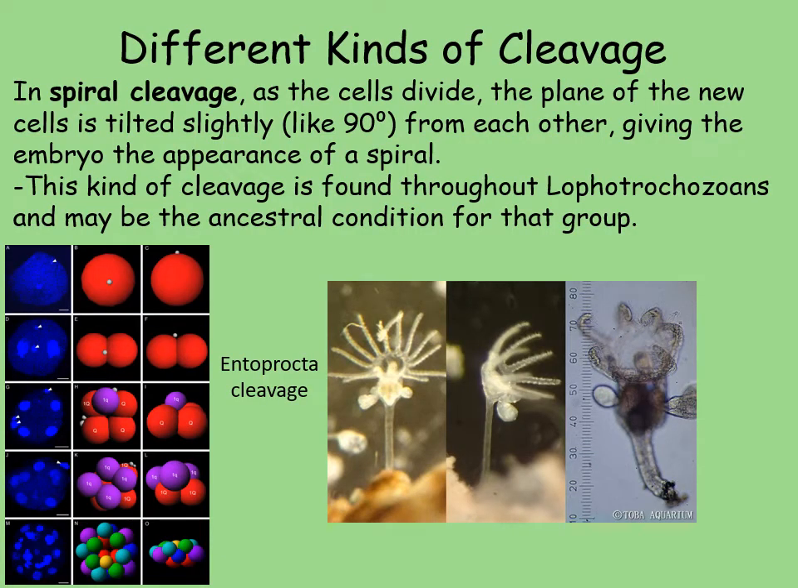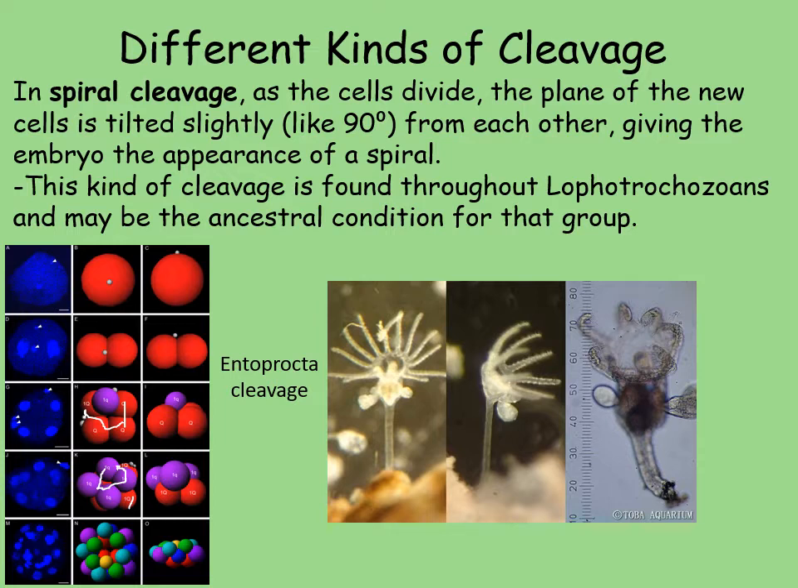So here's another way that cleavage can play out, called spiral cleavage. In this case, as the cells divide, the plane of the new layer of cells is tilted compared to the last layer, about 90 degrees. So it gives the embryo the appearance of a spiral. On this embryo on the left here, you can see there's this lower layer of cells, these red cells that are there originally. And then you get a new layer, which are these purple cells. The purple cells are tilted compared to the red cells, and that's what gives it that nice spiral appearance.